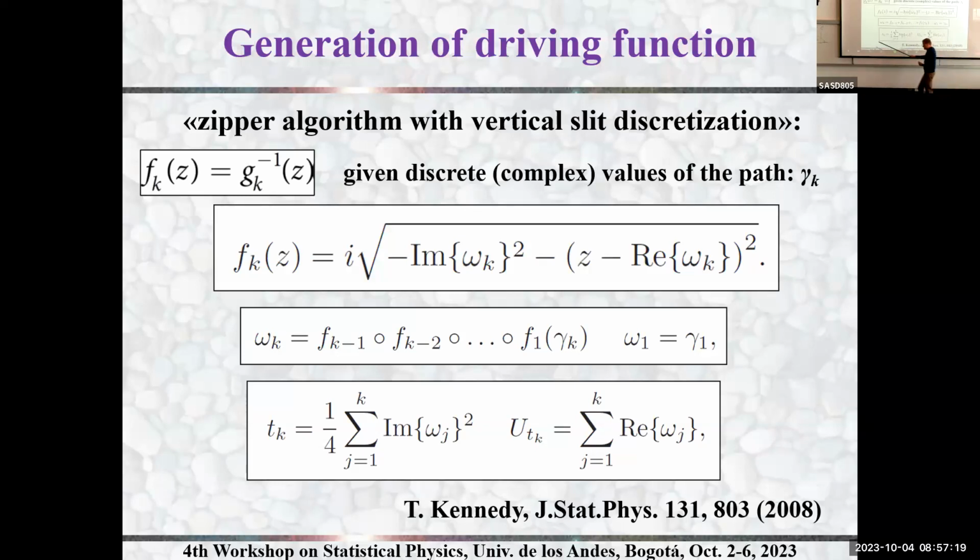The position in discrete, which I call omega, gamma. So the gamma k is the time of the path, k is the index of the time. And so the gamma k are given, and I want to consider a function.